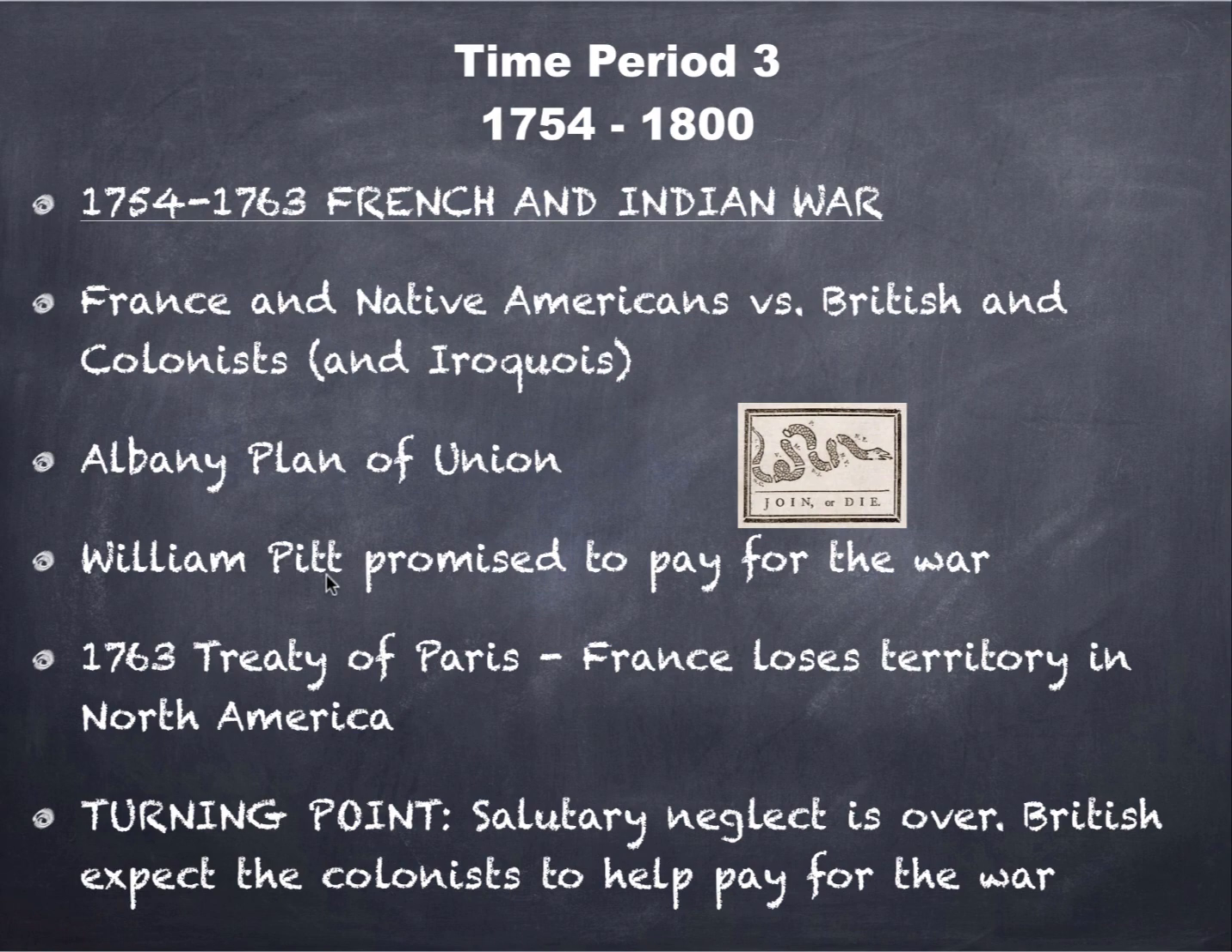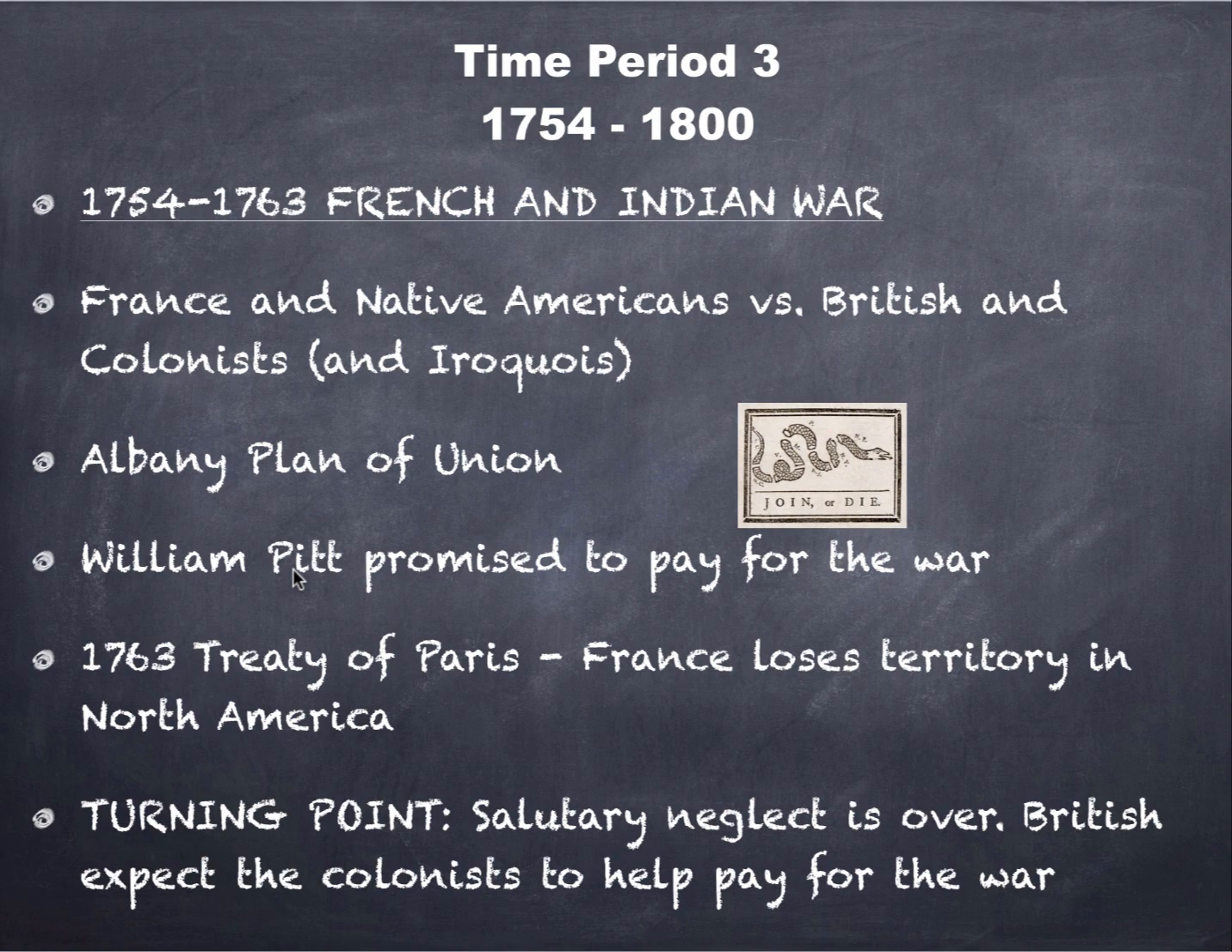The Prime Minister of England was William Pitt. He had promised to pay for the war when it was going on. He said to the colonists, if you volunteer, if you help out during the war, we will take care of the costs of the war. Later on, he's not in a position to follow through with that promise, and that's one of the big conflicts between the colonists and the British Parliament.